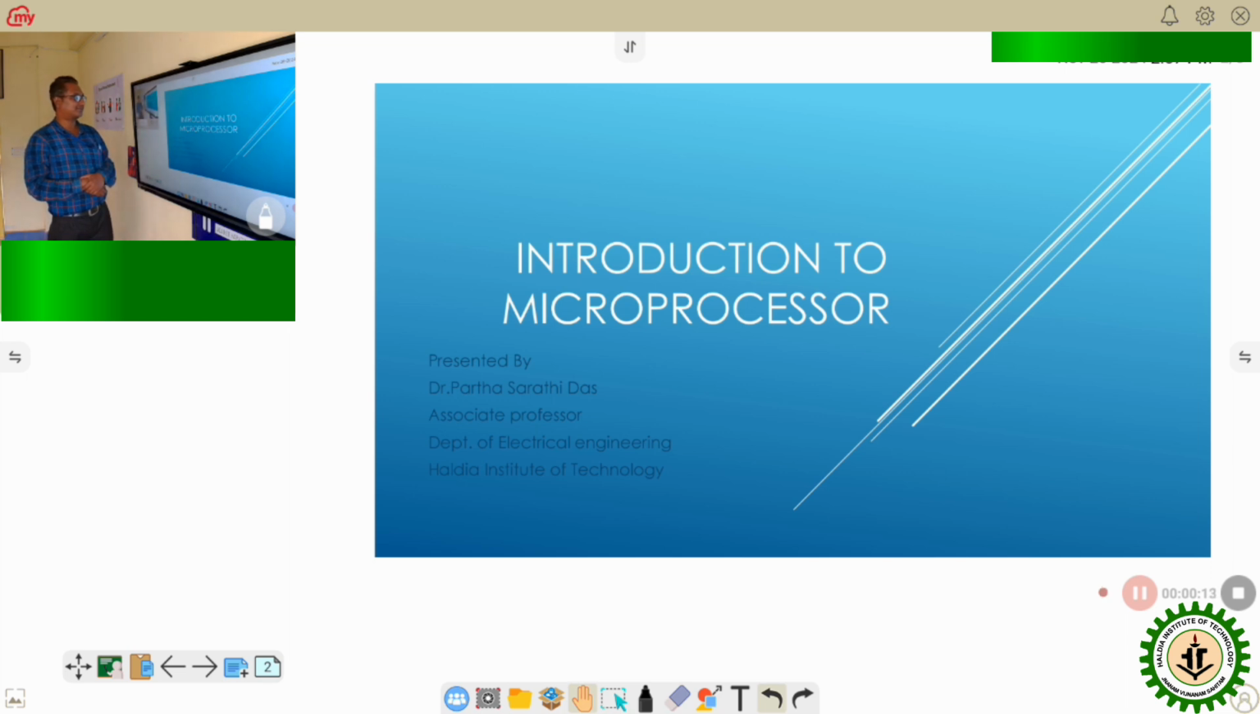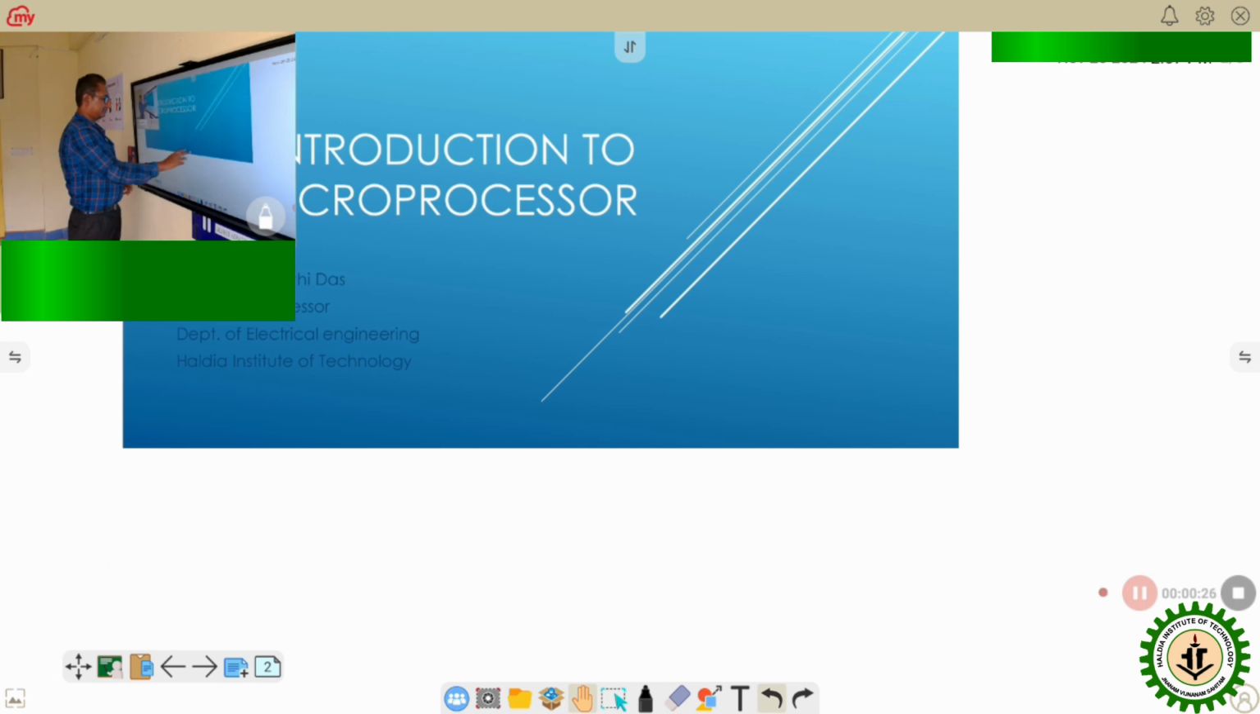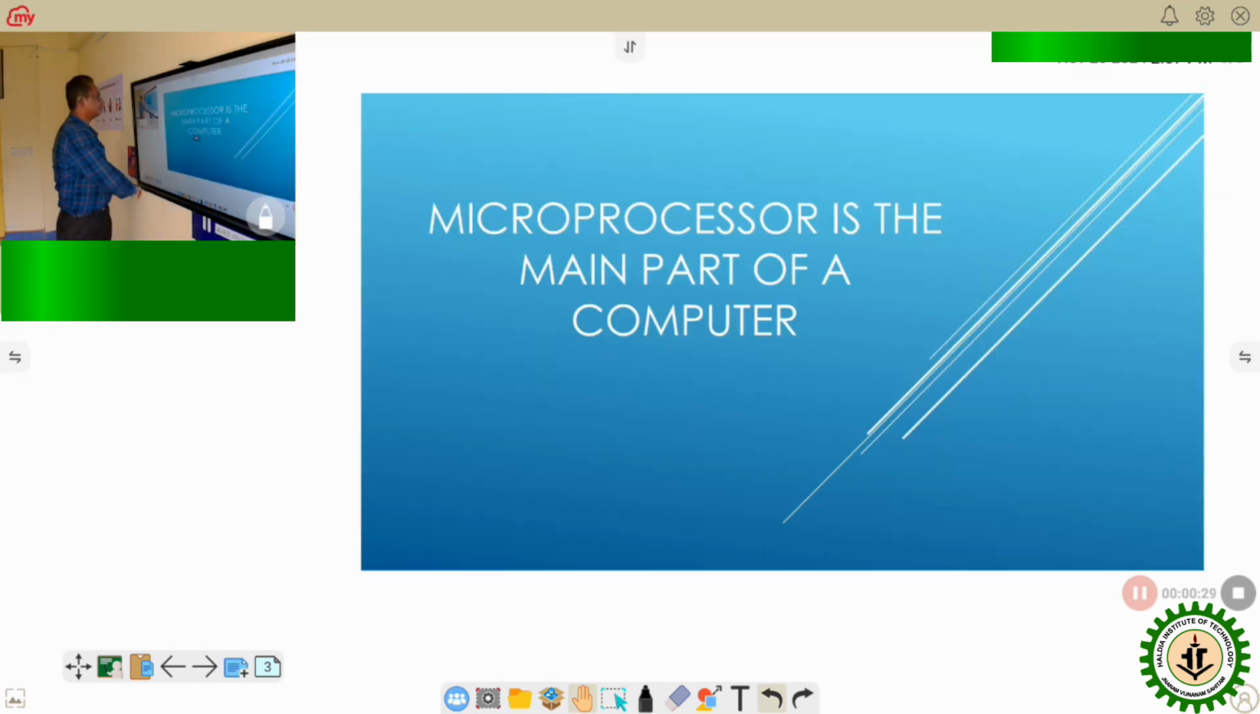Today I will discuss the application of microprocessors. So, introduction to microprocessor. Microprocessor is the main part of a computer. Nowadays we all use computers and it has become an integral part of our life. The processor we use in our computer is a microprocessor. So the microprocessor is the main part of a computer.